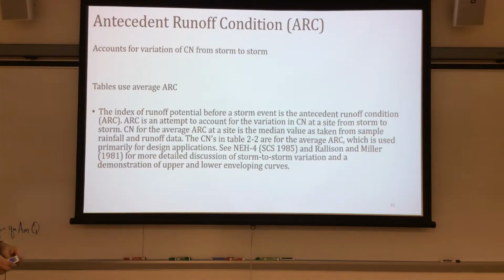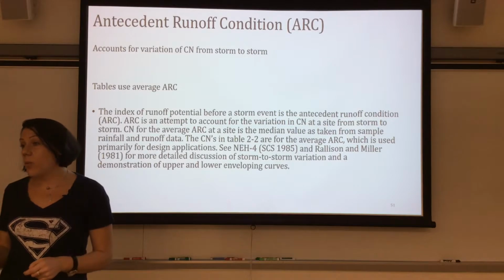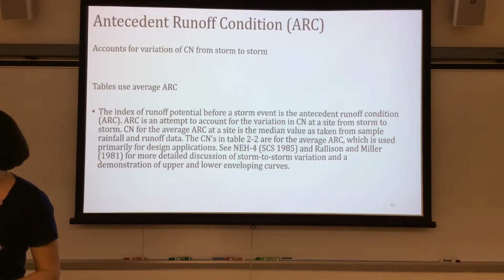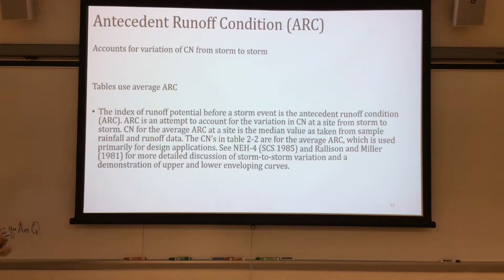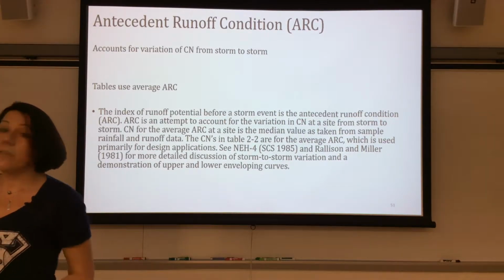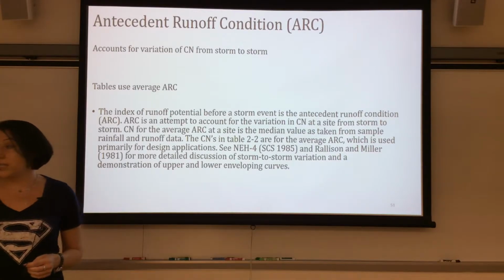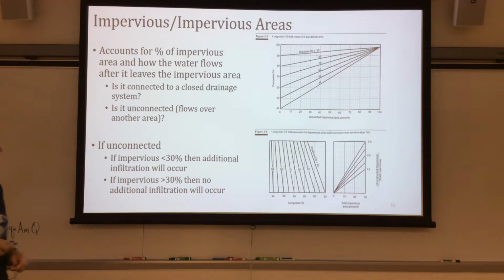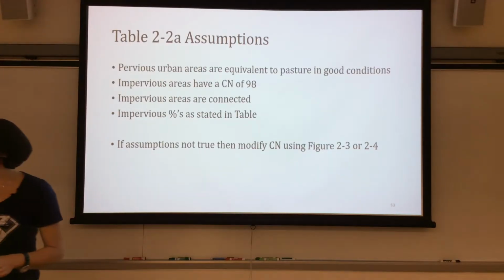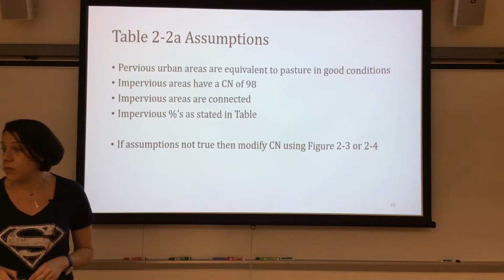So, antecedent moisture or antecedent runoff condition. It's based on whether the event has back-to-back storms or not. The index of runoff potential before a storm event is the antecedent runoff condition, or ARC. ARC is the attempt to account for the variations in curve numbers at the site from storm to storm. In Table 2-2, they're using the average ARC for the applications. They're assuming that no storm events previously occurred, or that the ground is already saturated to a certain point. We talked about that. The tables have specific assumptions associated with them. I'm not going to go over these.